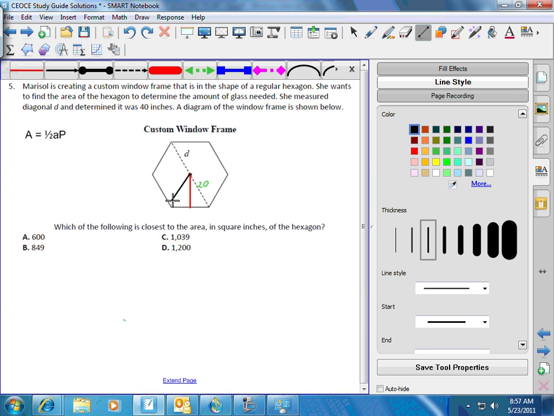Remember, since we have the center here, and when we go from the center to each vertex, we're going to have as many central angles as we do sides when we go from the center to each vertex of the polygon.